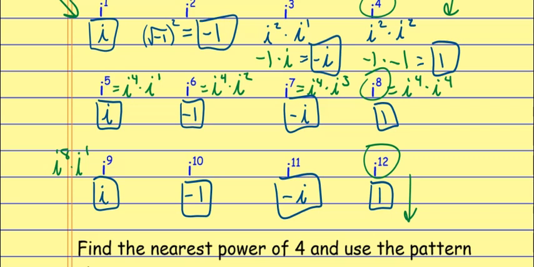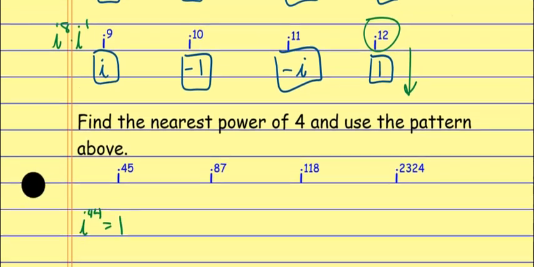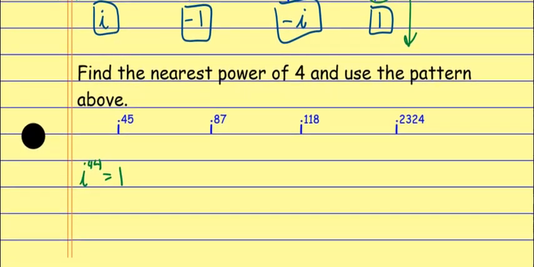So I know that 44 falls here in the pattern, okay? And so it's this idea that if I think about the pattern, it was i, negative 1, negative i, 1. I always do it like I'm chanting something. i, negative 1, negative i, 1. Okay? And so eventually we just get that pattern down.